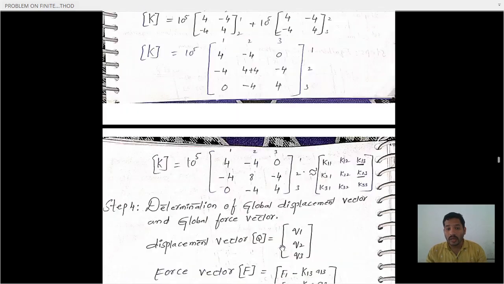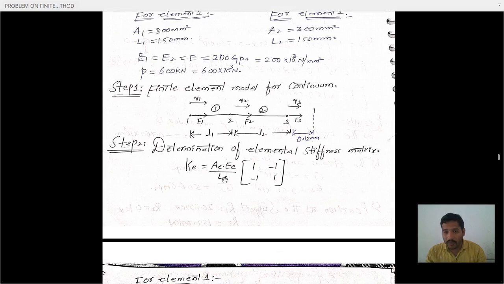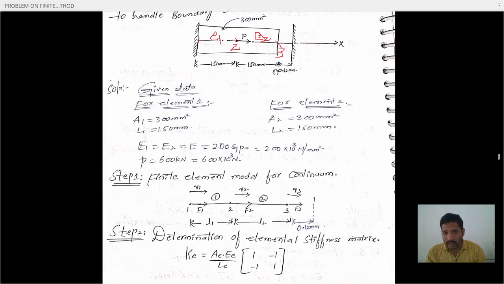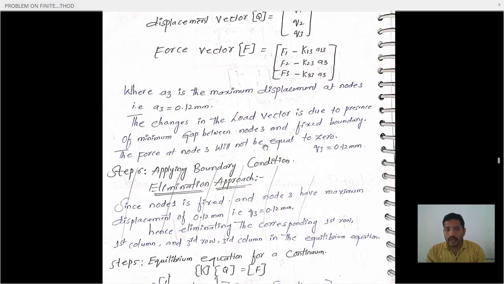Okay, so generally if you observe this figure, how much gap is from node 3 to this position? Let's see this figure. From the third node to here, how much gap is there? It is 0.12 mm. It represents A3, the nodal displacement. Clear? Okay dear. So the maximum displacement at node 3 is how much? A3 is equal to 0.12 mm. So please make the correction here, A3.